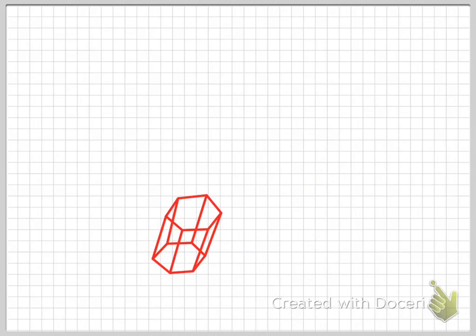The top and the bottom in this situation, right? There's one of them, and there's the other one. It's a prism. What kind of a prism is this? A hexagonal. Why hexagonal? Because the base is a hexagon, right?